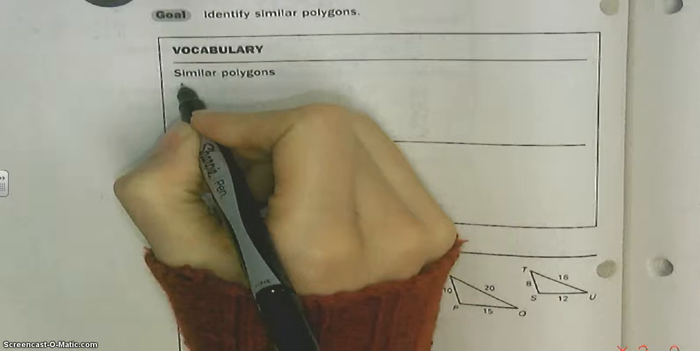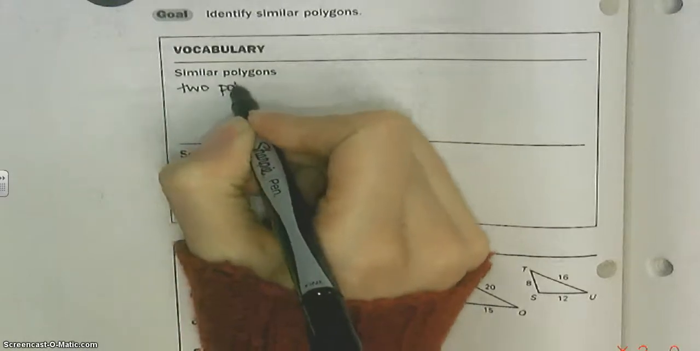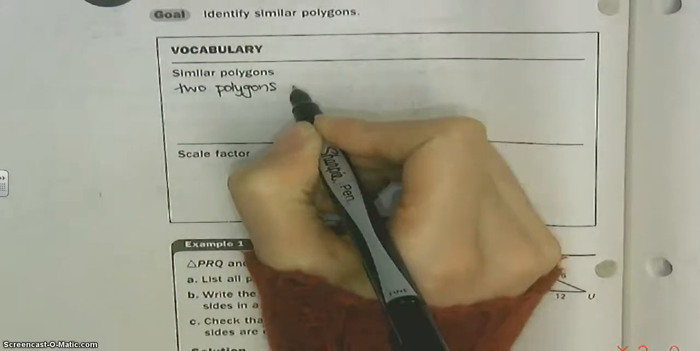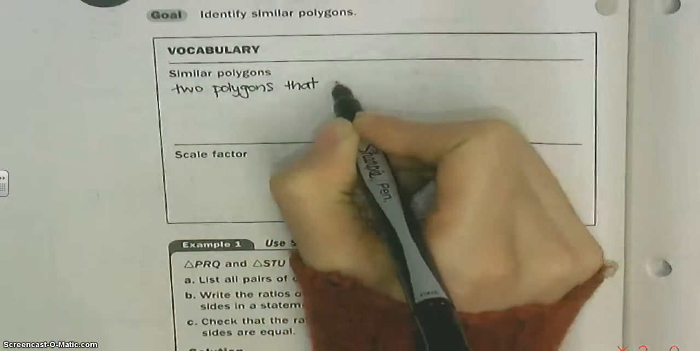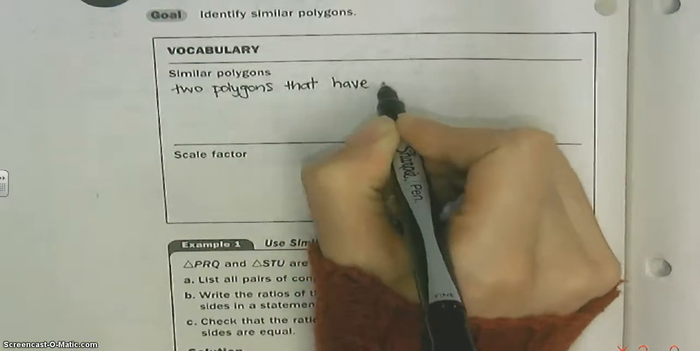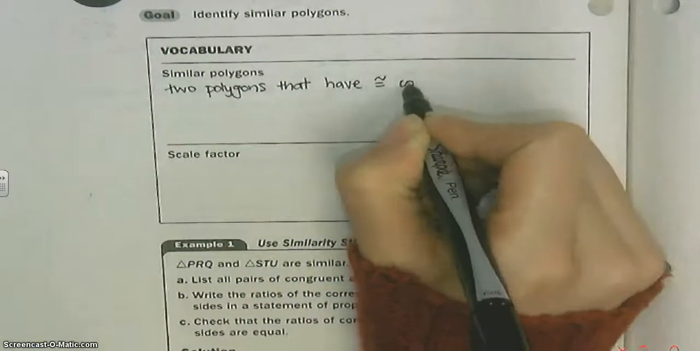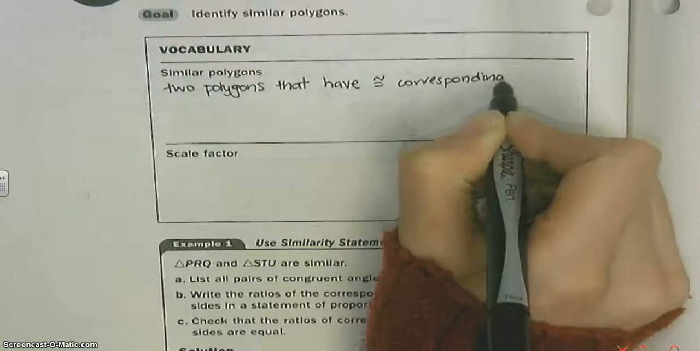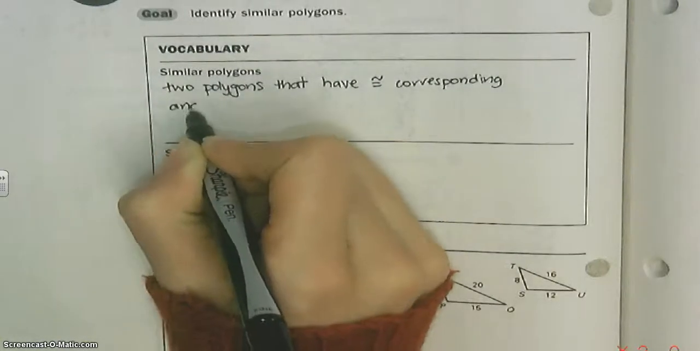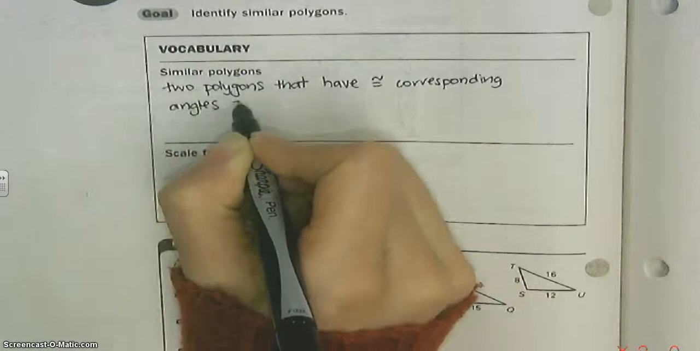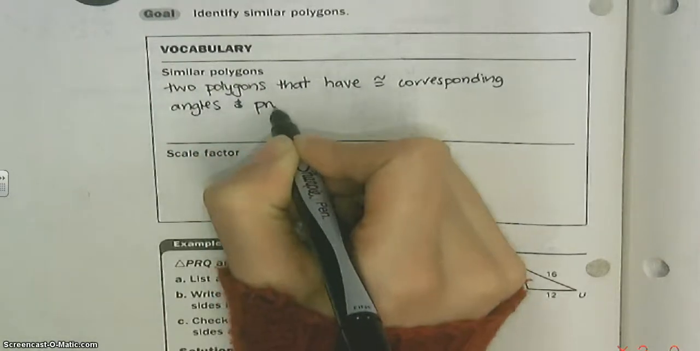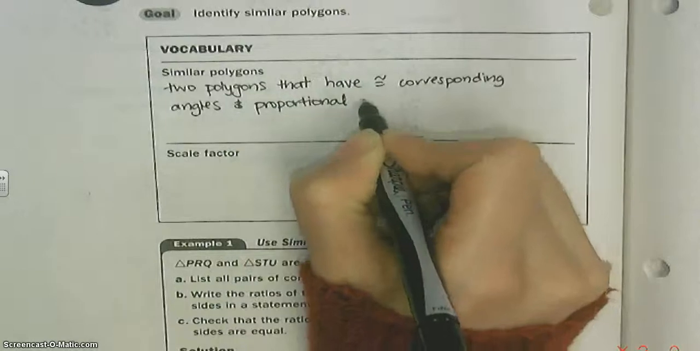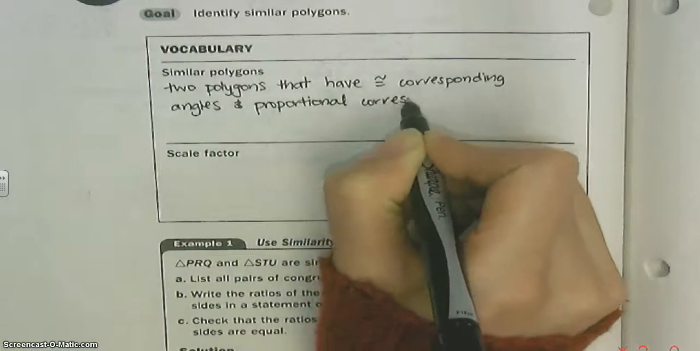Similar polygons are two polygons that have congruent corresponding angles and proportional corresponding side lengths.